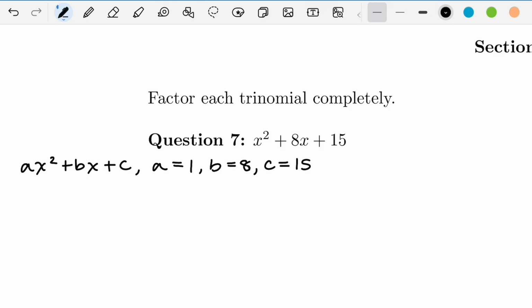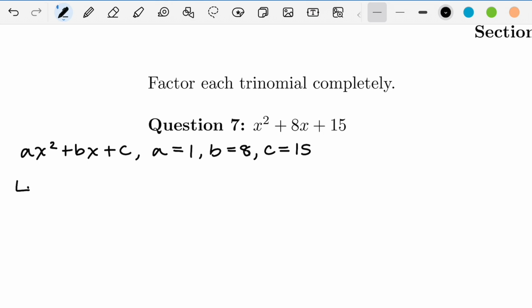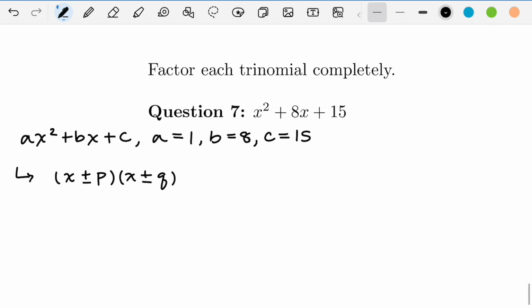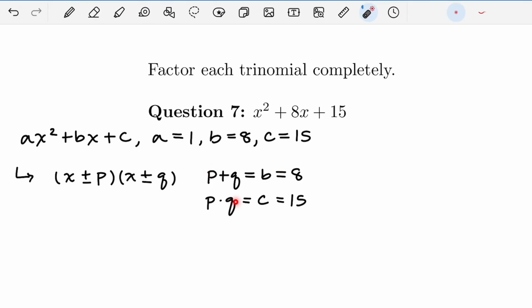Now, whenever we're factoring trinomials of this form, we're going to end up with two factored binomials that look like this here. Now, p and q are just going to be arbitrary numbers such that when we add them together, they're going to be equal to b, which in this case is 8. And then when we multiply them, they're going to be equal to c, which in this case is going to be 15. So what we want to do is find numbers p and q that'll make this true.